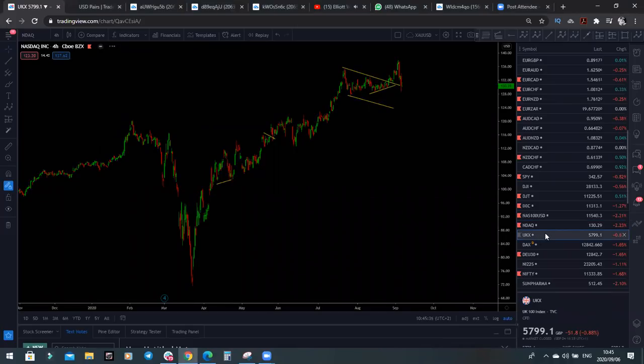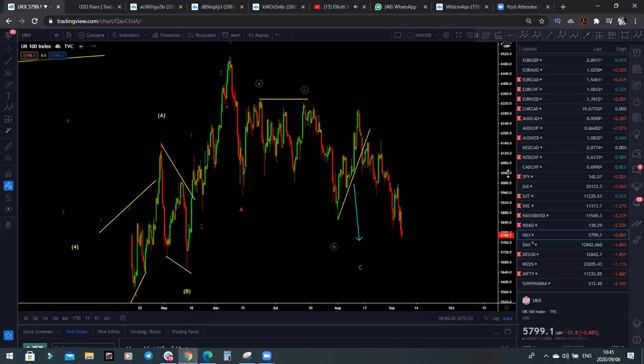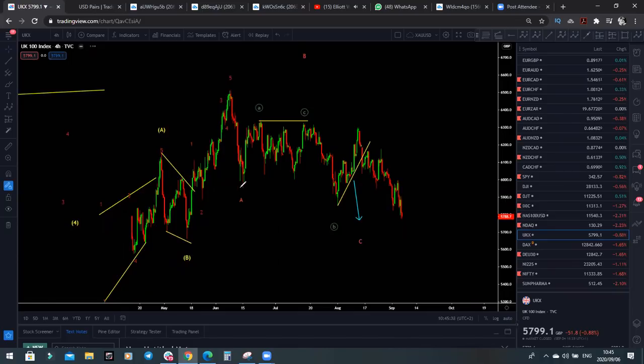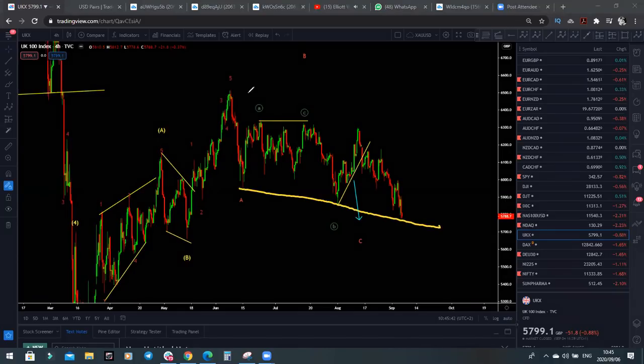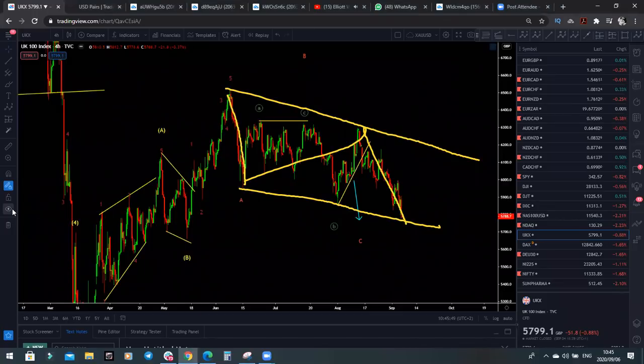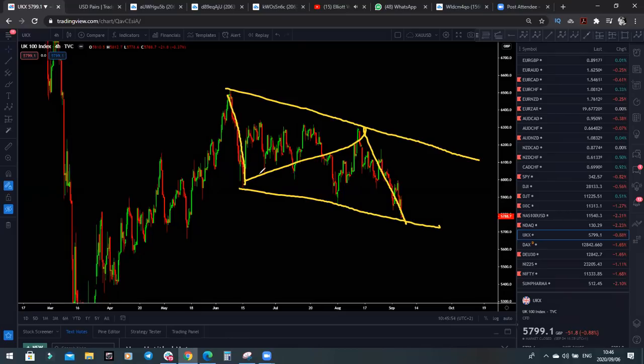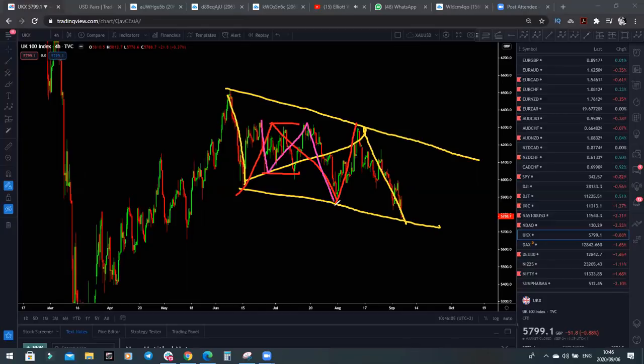UK 100, still coming down correctively with this move. 1, 2, 3. This is the end of that move, and we're going to start seeing a move to the upside, because internally here again you've got 3 waves. This is another 3 waves, 1, 2, and 3. You can see the market is moving in 3 waves within the corrective structure. That's how it should move anyway.